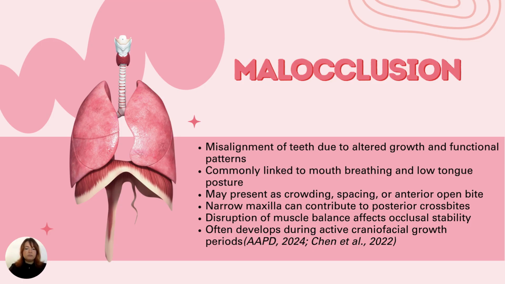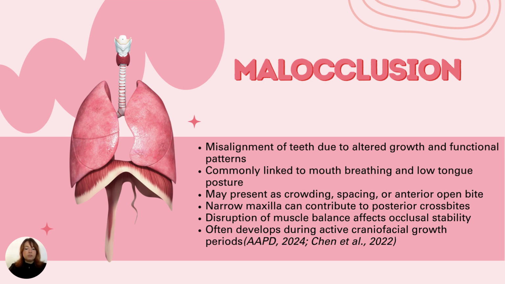And then malocclusion is just the misalignment of teeth due to altered growth and functional patterns, commonly linked to mouth breathing and low tongue posture: crowding, spacing, anterior open bite, and it can also contribute to posterior crossbites.